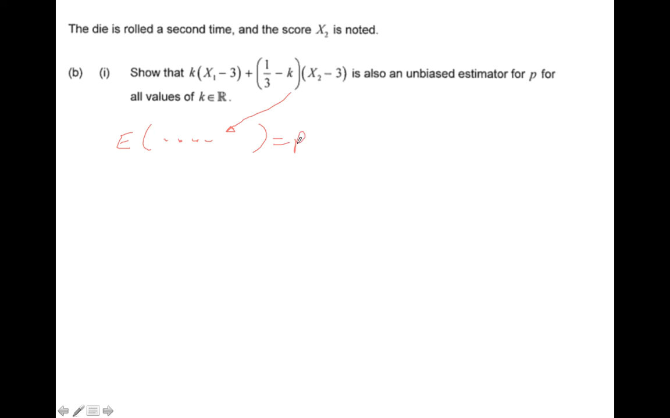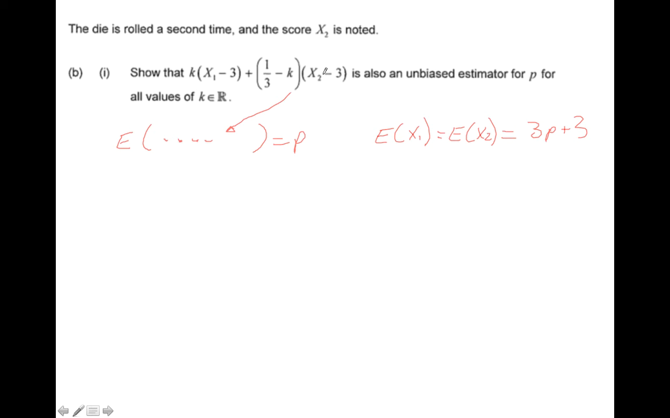So there's a lot of expectation algebra. But on the side, let's just think about this. We know that E of X1 equals E of X2, and both of these are equal to 3p plus 3. So we have that on the side. We might need to use this at some stage. So let's just play with it.